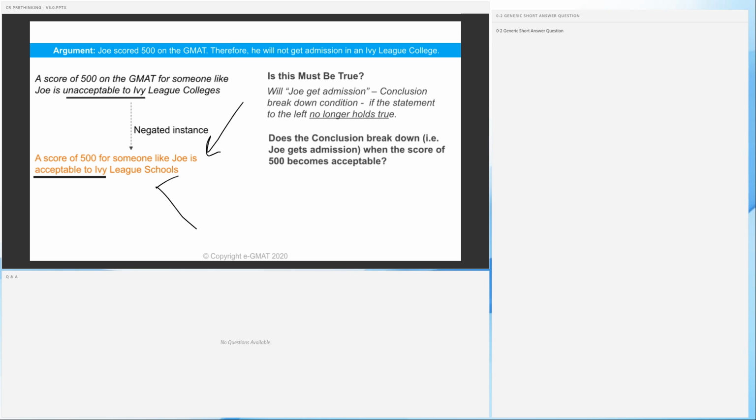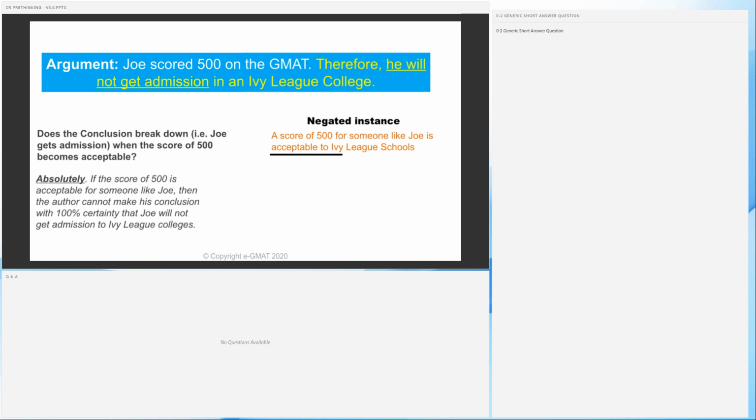If a score of 500 becomes acceptable, what happens to my conclusion? Does it break down? Absolutely. Why? Because if a score of 500 becomes acceptable, then I, as an author, cannot say with 100% certainty that Joe will not get into an Ivy League college. Which is what makes this the correct assumption.